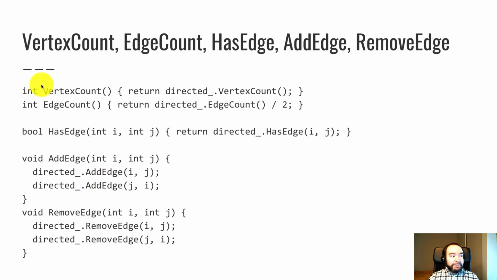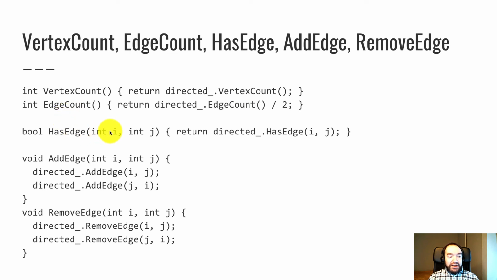So the undirected graph vertex count is just equal to the directed graph vertex count, so that's a one-liner, return the directed's vertex count. The undirected graph's edge count is 1/2 of the directed graph's edge count. Remember that for every one undirected edge, there are 2 directed edges. So what we do is we get the directed graph's edge count and divide by 2. Note that this is always even, so there's no rounding problems because we're always adding pairs of edges into the directed graph.